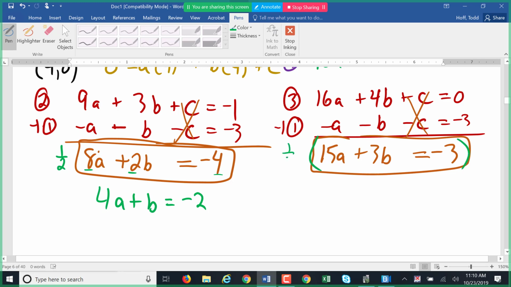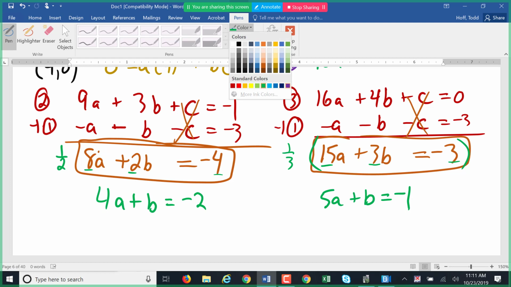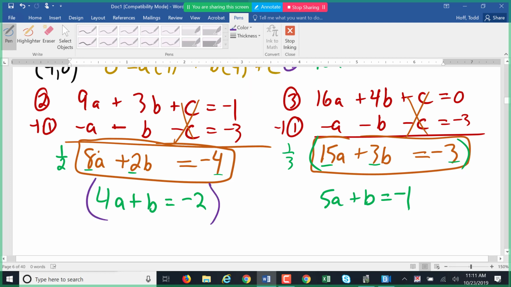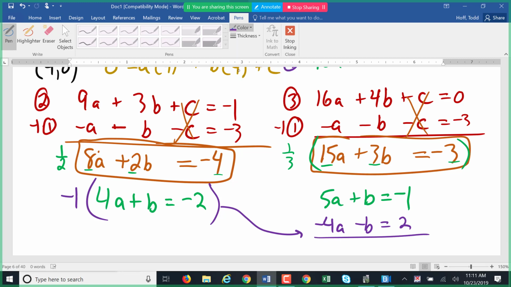This one over here, I'm going to multiply by 1/3. That's the same as dividing everything by 3, because I noticed every coefficient there was divisible by 3. Gives me 5a plus b equals negative 1. Now with those two equations, it's going to be a lot simpler to solve the rest of the system. I'm going to multiply this first one by negative 1, so I'll get negative 4a minus b equals 2. And I'm going to add these equations.